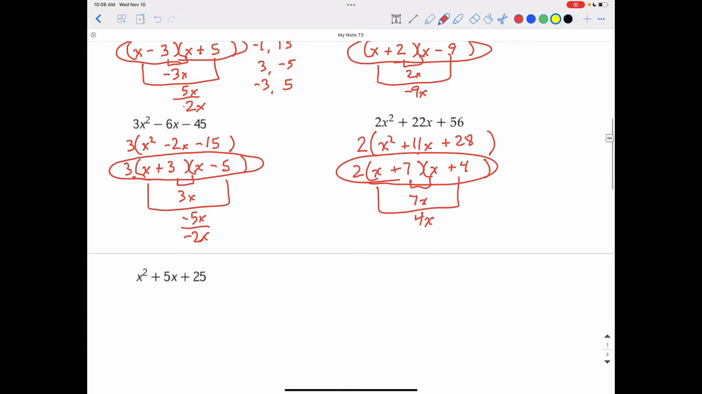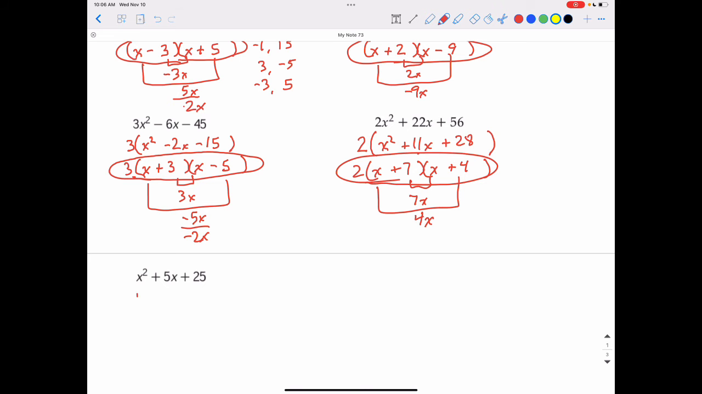Finally, the last one is x squared plus 5x plus 25. Can we do a factorization by distributive property? They don't have common factors, so we go right to a binomial pair. So again, x squared can split up into x and x. I need factors of 25 that add up to 5. Since I'm looking for factors of positive 25 to add up to a positive number, they both have to be positive. Factors of 25, I can try 1 and 25, and I can try 5 and 5. So let's try 5 and 5.